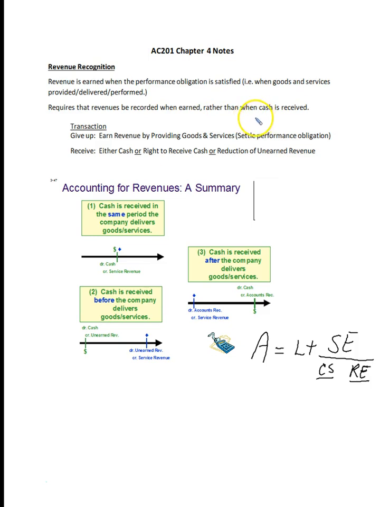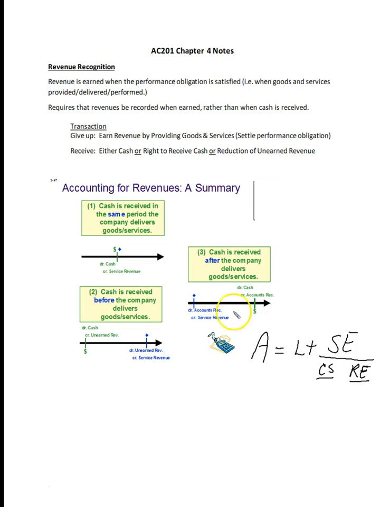Now, eventually, cash will be received, but it doesn't always take place at the time when the goods and services are delivered. So let's look at this. We earn revenue by providing goods and services. In other words, we perform our obligation, or we settle our performance obligation. Either cash is received, or we might have a right to receive cash, which creates an account receivable, or we have a reduction of unearned revenue, and I'll talk about that more here and illustrate it in a little bit.